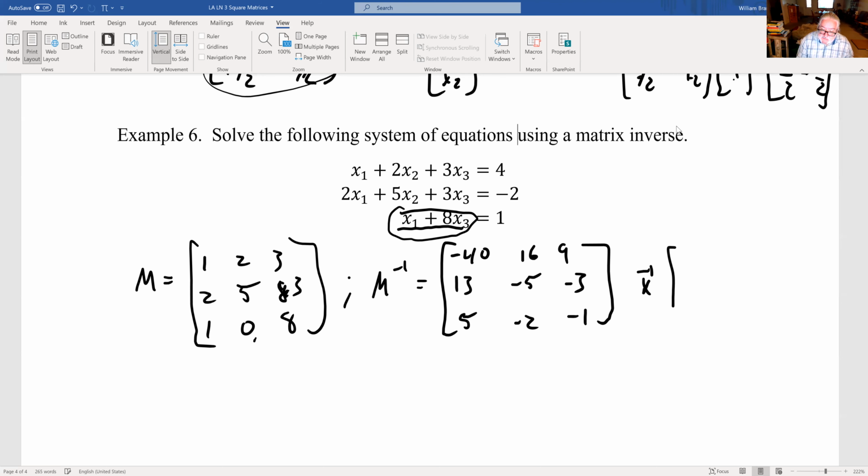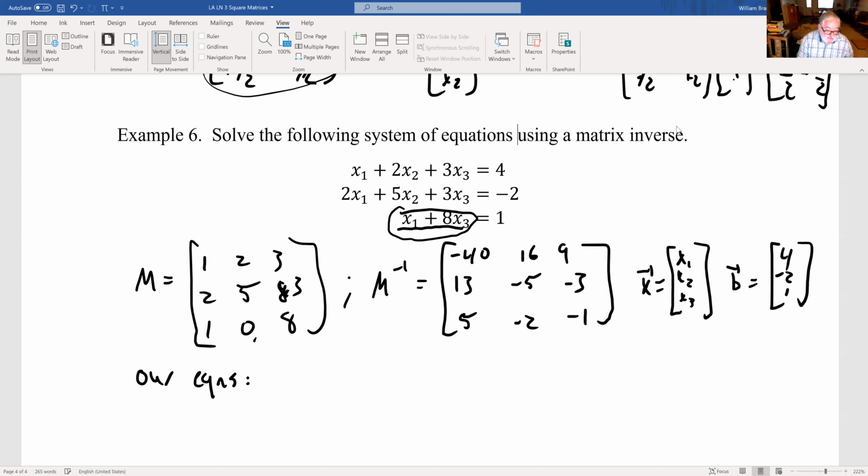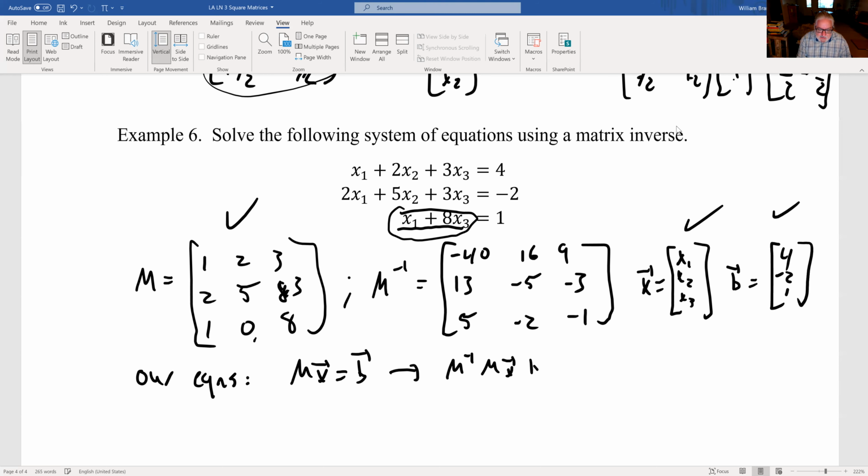Our vector of unknowns is x1, x2, x3. And the right-hand side, which is usually denoted by b, but doesn't have a specific name, is 4, minus 2, 1. So our equations can be rewritten in matrix form as matrix of coefficients times unknowns equals b. If we multiply both sides by M inverse, we get M inverse times the matrix times X equals M inverse times b, arrow on top of that.